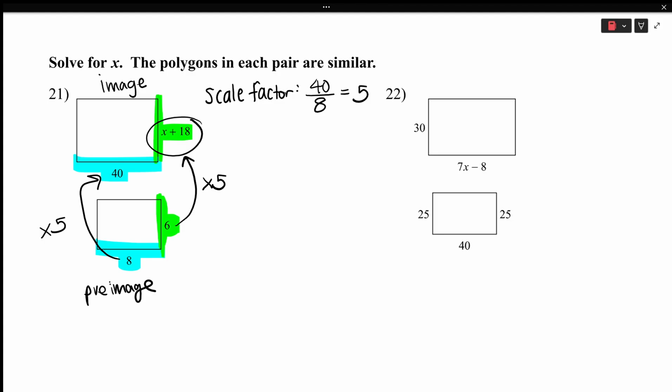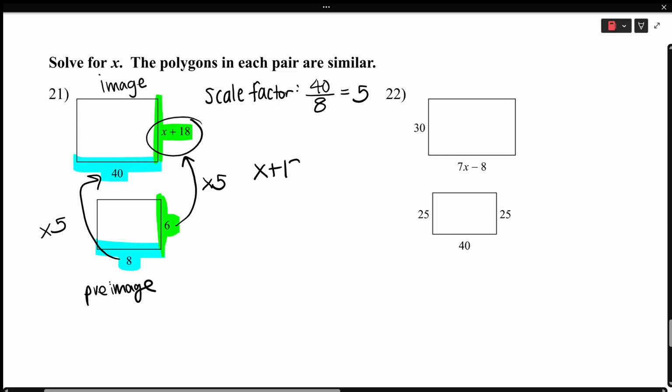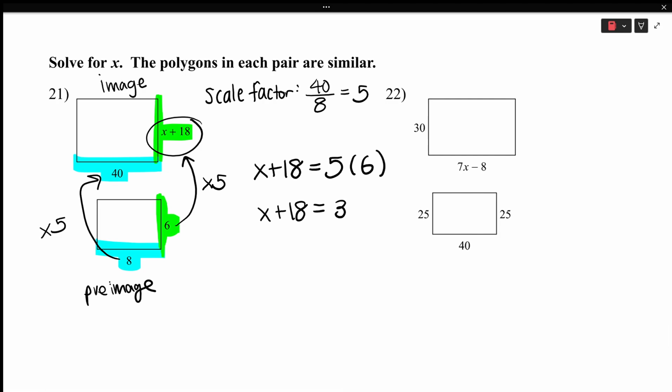So what are we saying here? We're saying that x plus 18 is 5 times bigger than 6. So I set up my equation like that. It's going to be equal to 30. I just subtract 18 on both sides. x is equal to 12.